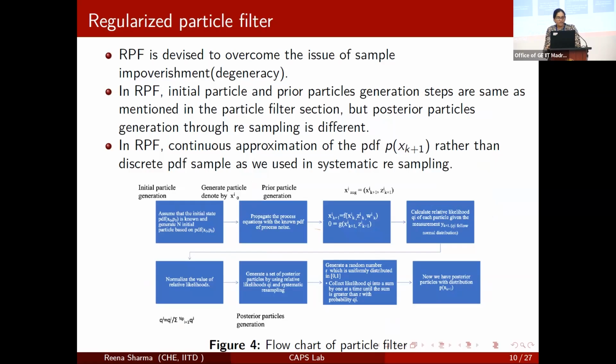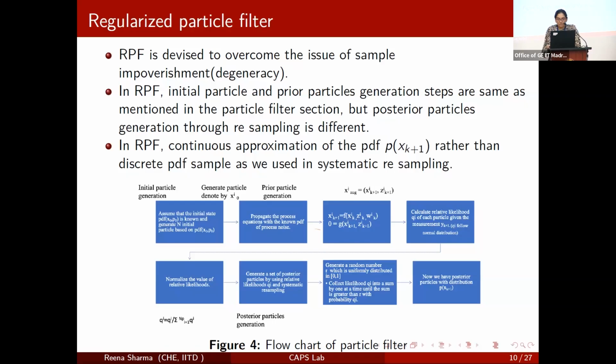So let's start with the RPF and see how we can generate the new state. First, we have the initial particle generation. In that case, we first assume that the PDF of the initial state is known, and generate initial particles based on the PDF. From that, we calculate the prior particle generation, and on the basis of the prior particles, we get the next states. Then we calculate the relative likelihood of each particle and normalize these values. In that way, we can generate posterior particles from the relative likelihoods qi using systematic sampling. Then we perform two steps. First, generate a random number R, uniformly distributed between 0 and 1, and then accumulate the relative likelihoods one at a time until the sum is greater than R. Now we have posterior particles with the distribution.